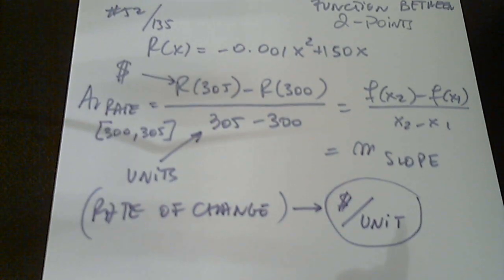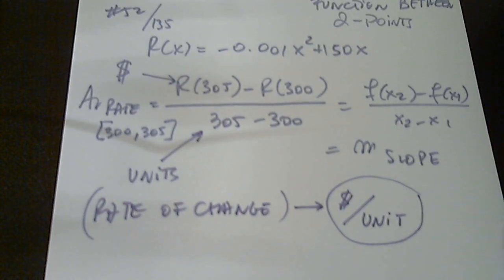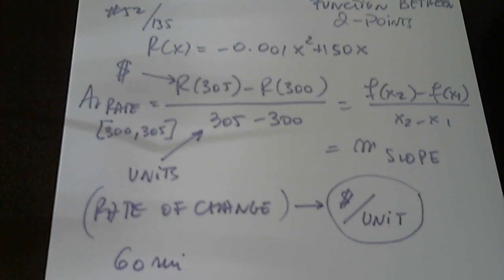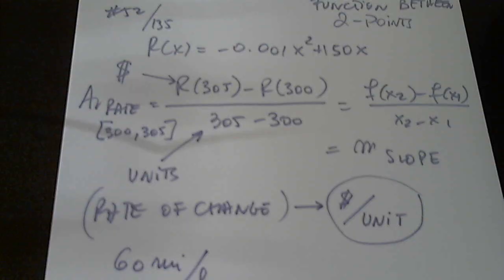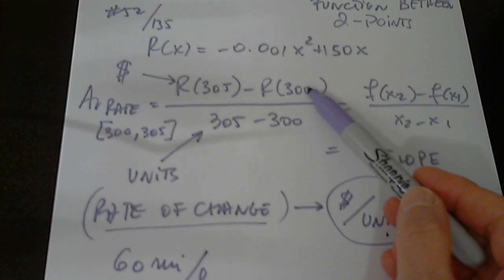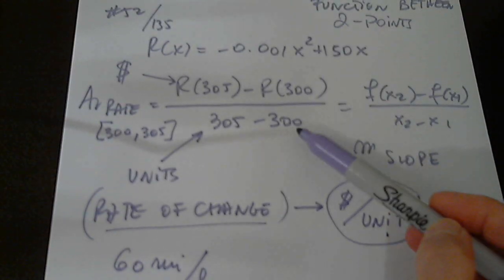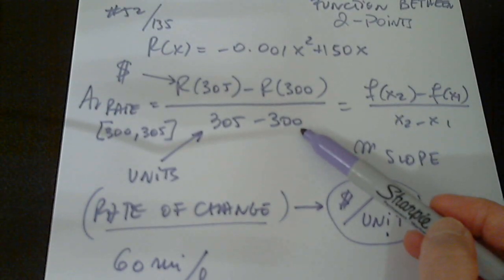For example, if you call me and I'm driving in my car and you ask me what is my speed, I'm not going to say that I drive at 60 miles. No, I'm going to say that I'm driving at 60 miles per hour. Every rate of change has two measurement units, one coming from the numerator, which is the y value, and one coming from the denominator, which is the x value.